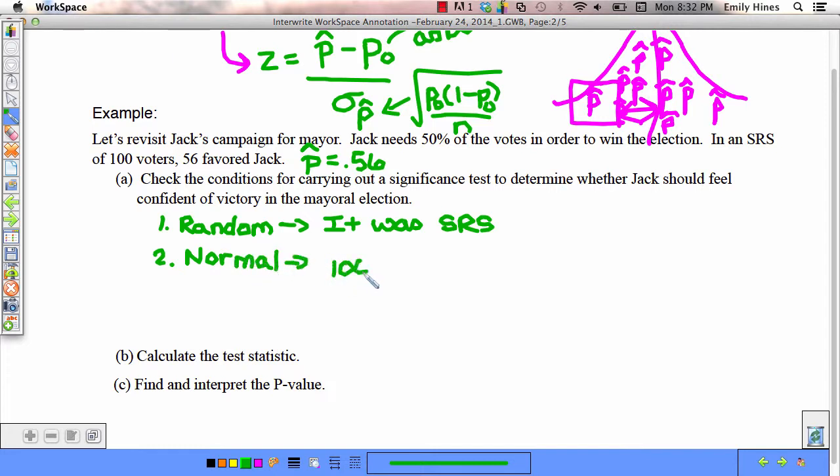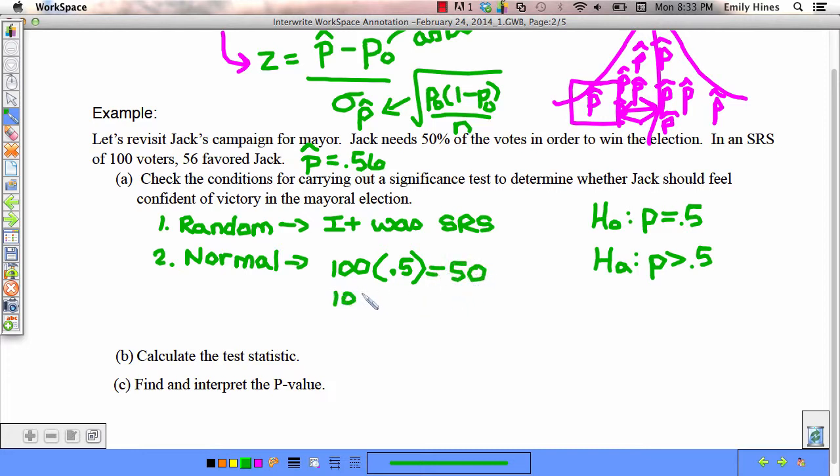100 is our n value times 0.5 because we use our null. In this case, H sub 0, our null, would be that the proportion is equal to 0.5, because if there is no difference, then half of the people like him. Okay? The alternative would need to be P is greater than 0.5 because we want him to win, and he needs more than half the votes to win. Okay, so 100 times 0.5 would be 50.